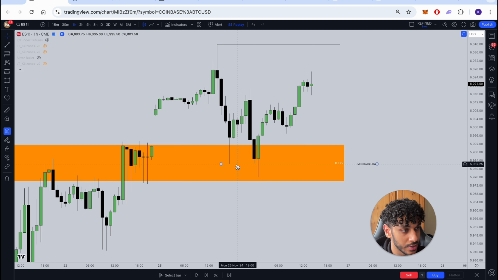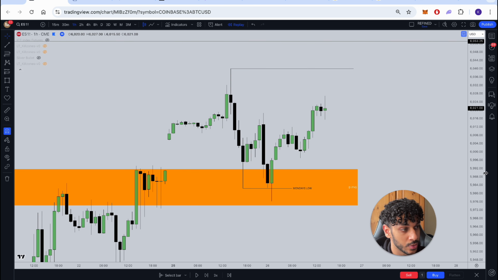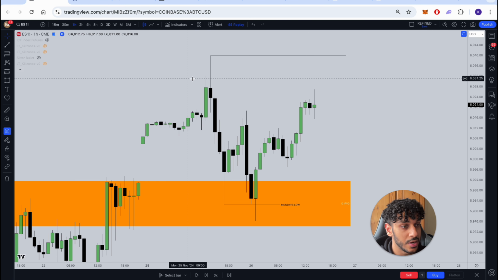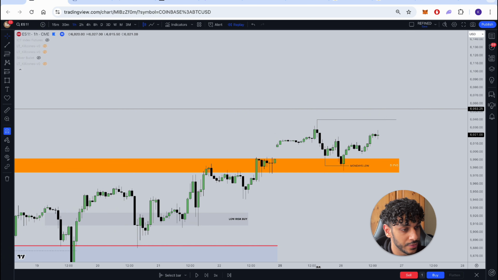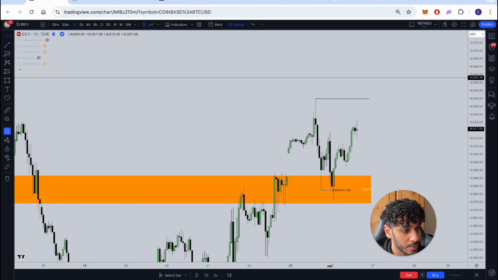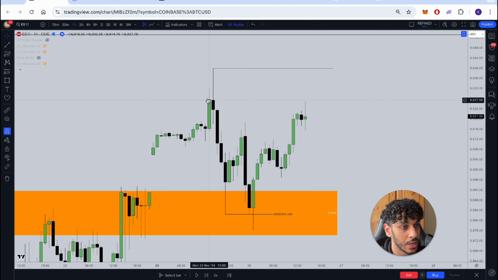Coupled with the fact that we went ahead and swept Monday's low, that provides further context. Inside of that, we can see on the hourly how we've basically got a fractal version of this entire model here. So this is a larger market maker buy model, and fractally we also have this smaller market maker buy model. Here we had the hourly going lower.